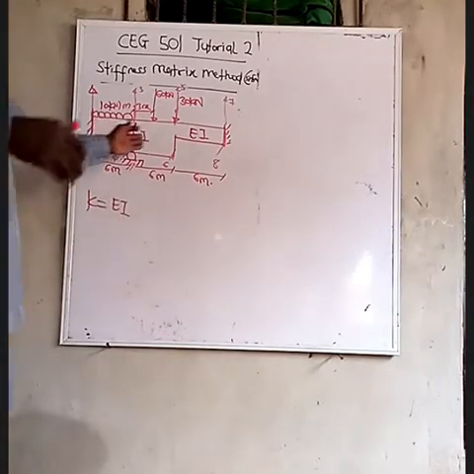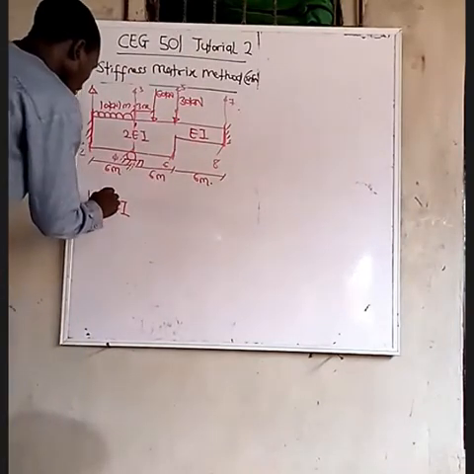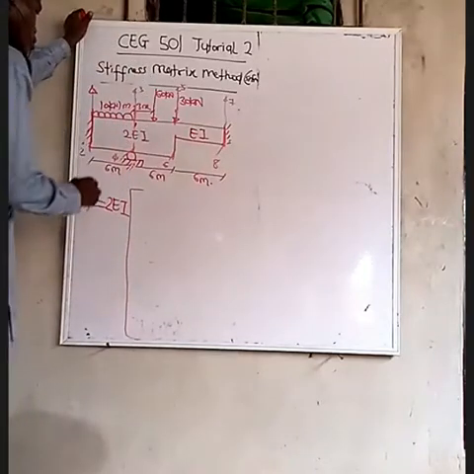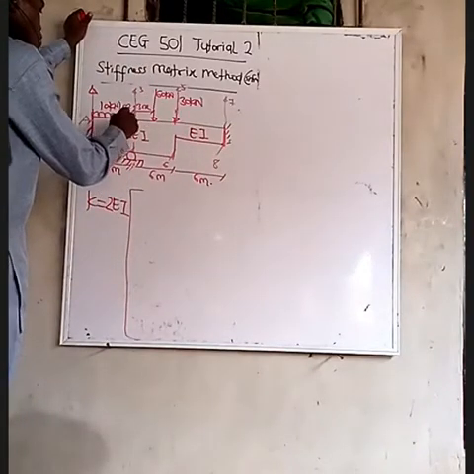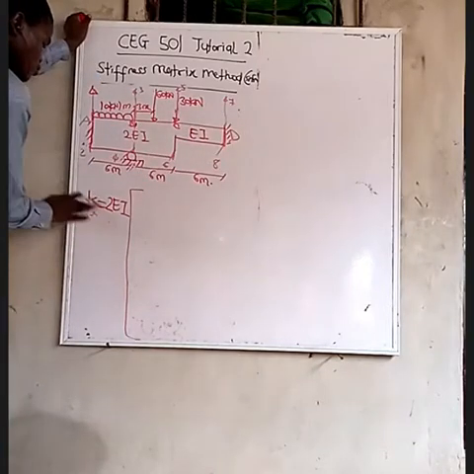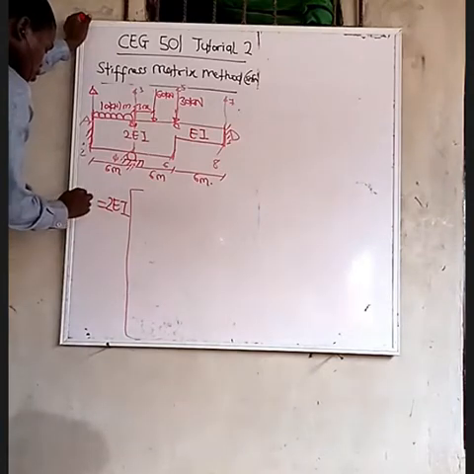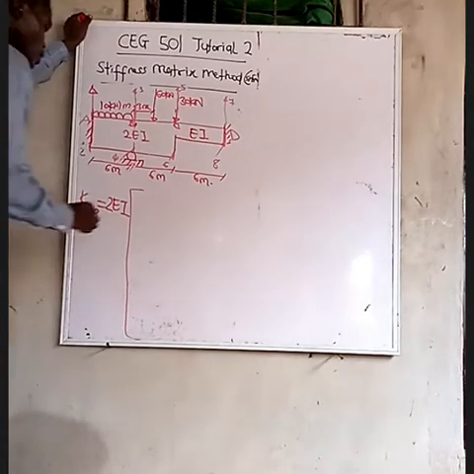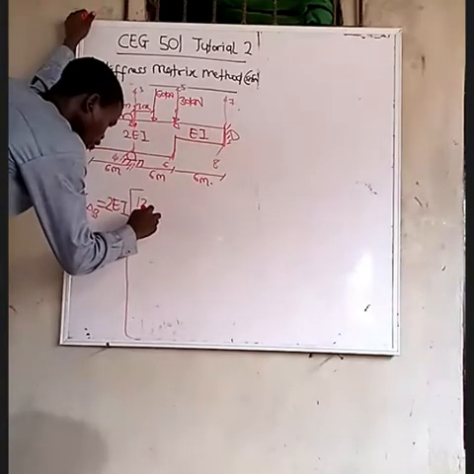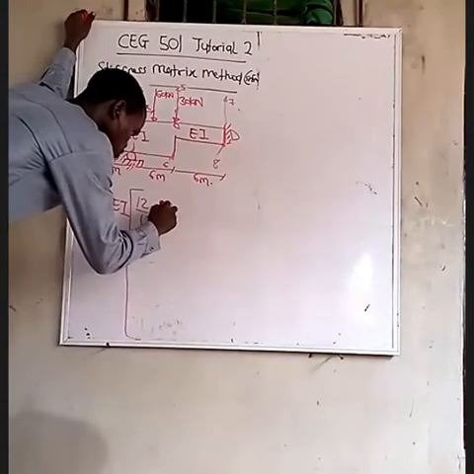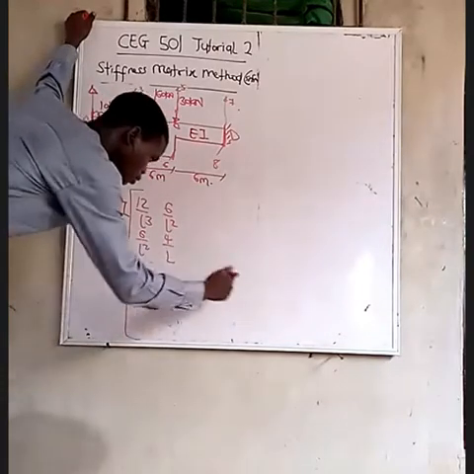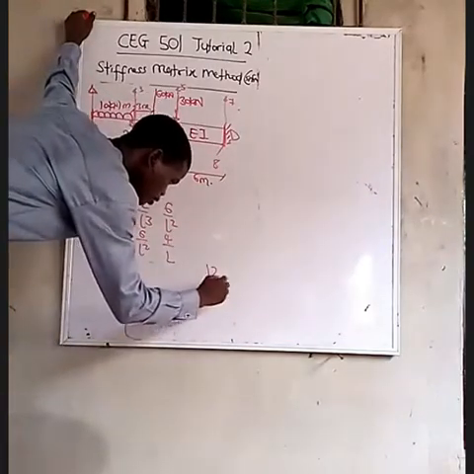So that is that. The next thing now is to obtain the K for each of the members. Now, K is equal to what? EI. Now, in this case, we have 2 EI. So automatically, we have 2 EI outside also. We are finding, let's call this A, let's call this B, let's call this C, let's call this D. We are finding KAB. So 2 EI, 12 over L cubed, 12 over L cubed, 6 over L squared, 6 over L squared.